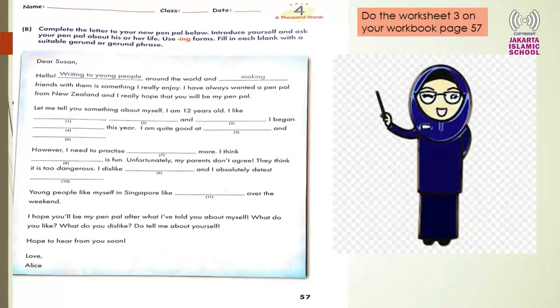Complete the letter to your new pen pal below. Introduce yourself and ask your pen pal about his or her life. Use ing forms. Fill in each blank with a suitable gerund or gerund phrase. Let's do it together.